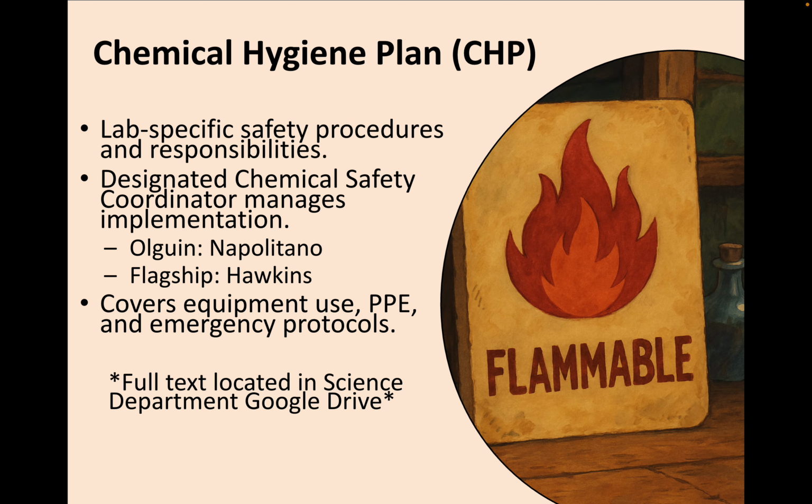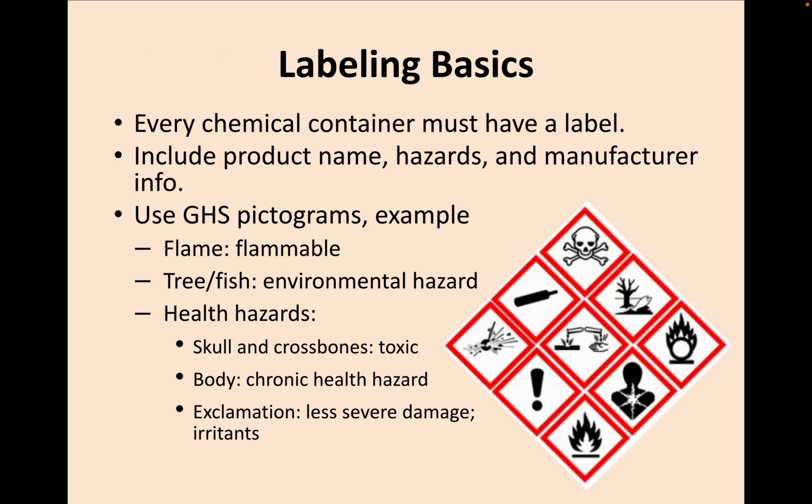Now let's talk about the Chemical Hygiene Plan, or CHP. This is your lab-specific safety blueprint for science teachers. It includes things like how to safely use equipment, wear PPE, and what to do in case of spills or exposures. Every chemical container needs a label.